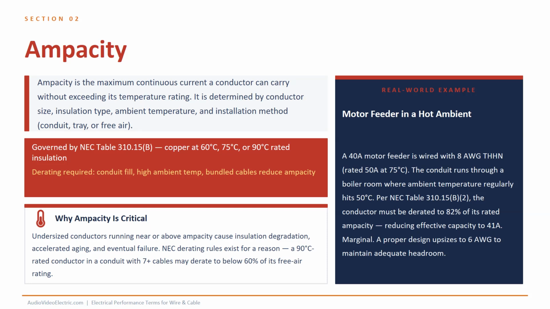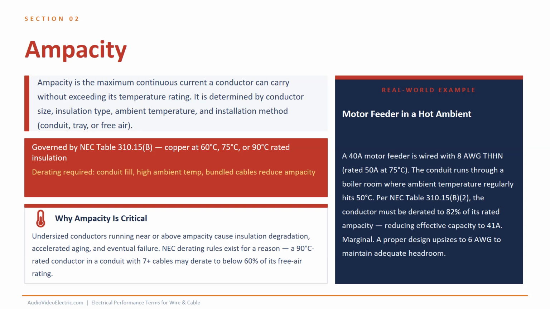Ampacity is the maximum continuous current a conductor can safely carry without exceeding its temperature rating. It depends on conductor size, insulation type, ambient temperature, and installation method. Governed by NEC Table 310.15(B), ampacity must be derated for factors like conduit fill and high ambient temperatures. Undersized conductors near or above ampacity lead to insulation failure.